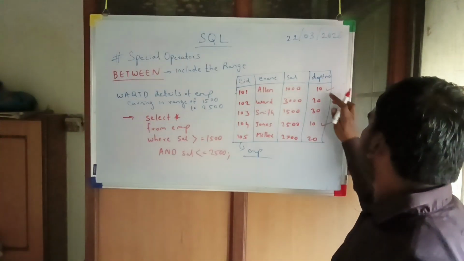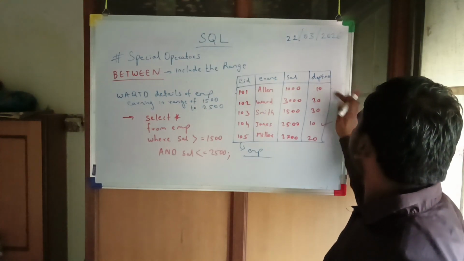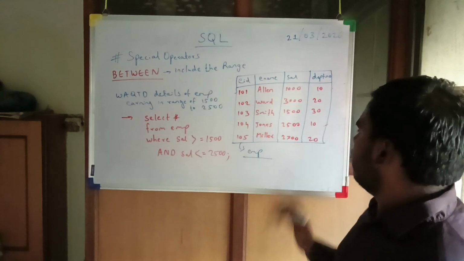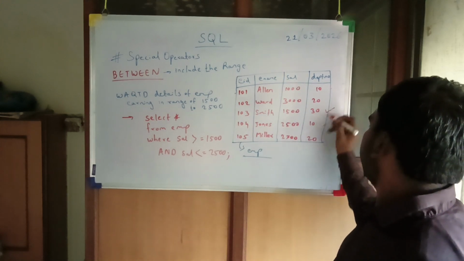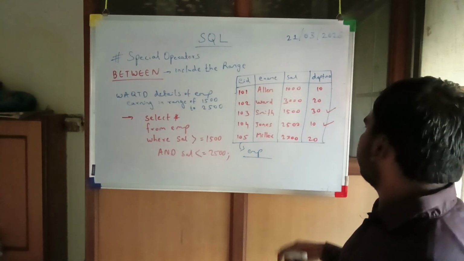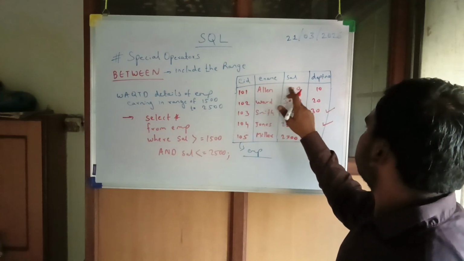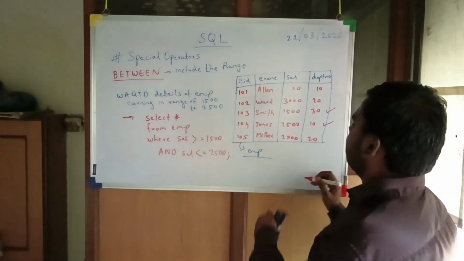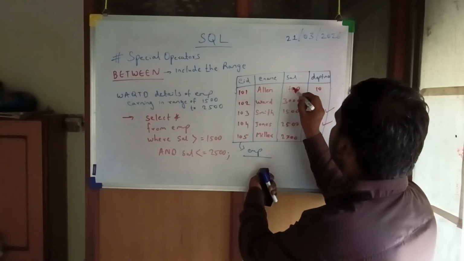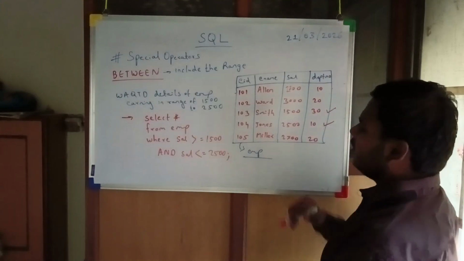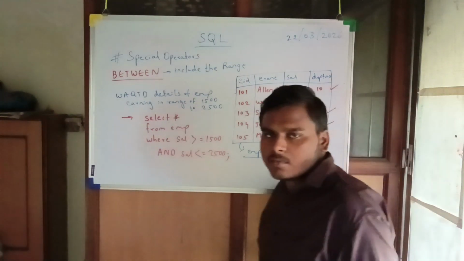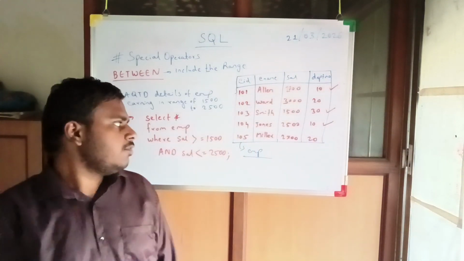So which record will get selected? First record definitely will not get selected. Second record, no. Third record, yes. Third record will get selected. Fourth record, yes. Fifth record, no. Suppose I change the first record to 1700. This is within the range, yes sir. So this record will also get selected. This is how the query will work.